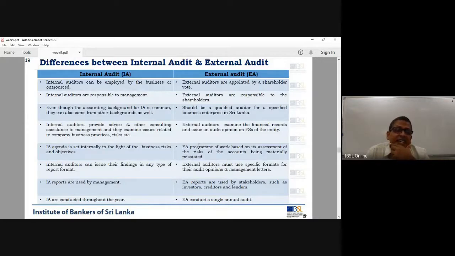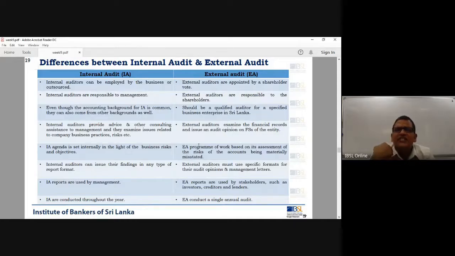And the second one is, internal auditors are responsible to management, but external auditors are responsible to shareholders. That is the main difference you have to mention. If there is any comparison between internal audit and external audit, you have to mention that internal auditors are responsible to the management. It may be the board of directors, but the external auditors are responsible to shareholders. They are submitting reports to the shareholders, not to the management.